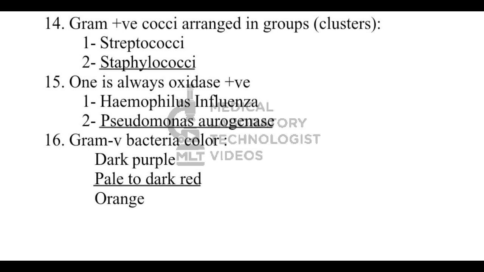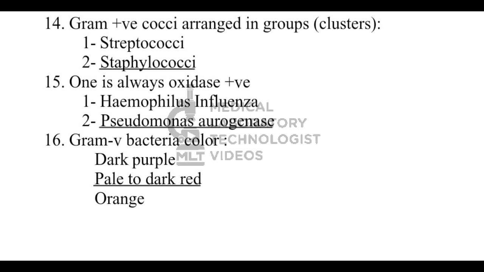Next question is which one is always oxidase positive. Options are Haemophilus influenzae and Pseudomonas aeruginosa, and the answer is Pseudomonas aeruginosa. Pseudomonas aeruginosa is an oxidase positive organism, while Haemophilus influenzae is oxidase negative.